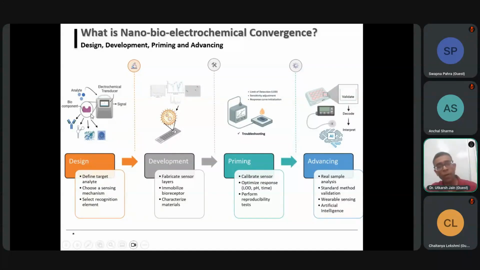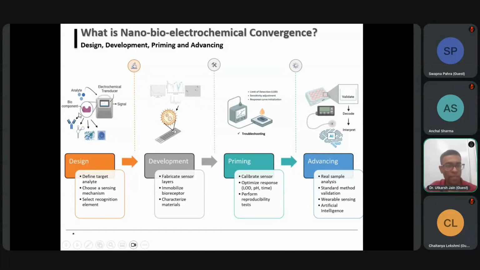Now, the next important point we need to think about while designing or developing a biosensor for a disease is what could be the biological component which is a binding partner, or which causes the effect on that partner from the analyte binding to the biocomponent.